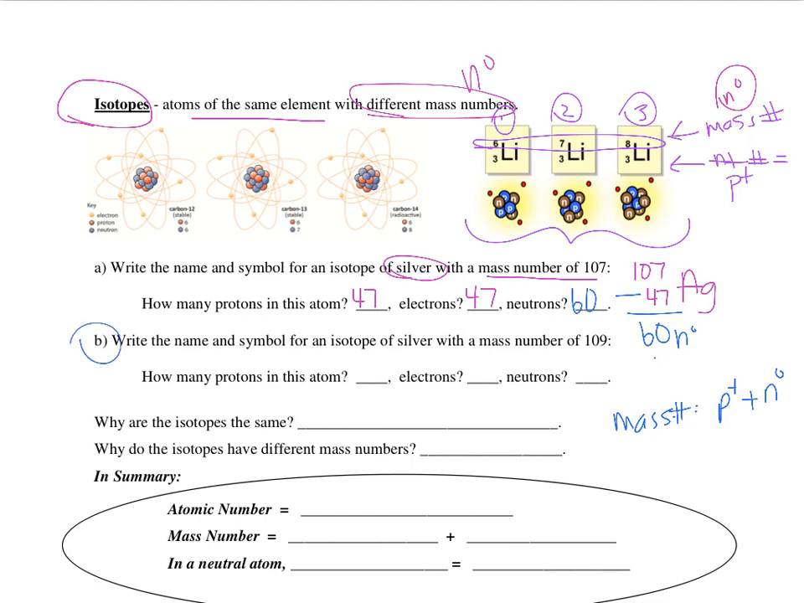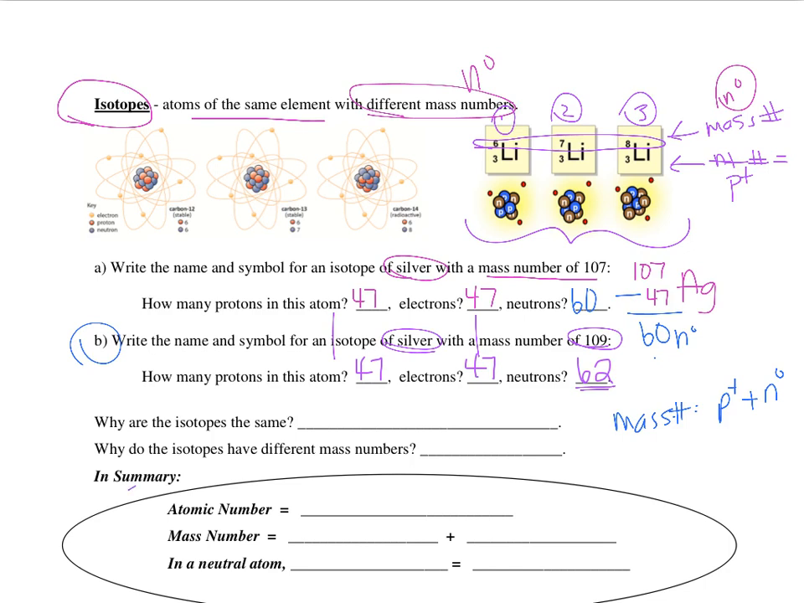All right, so take a moment and try B. I'm going to be checking to see, so pause me. I want you to try it yourself. All right, so what do you see? It says, why are the isotopes the same? So how many protons are in the atom? 47 protons and 47 electrons because it's still silver. Silver is going to have the same number of protons and the same number of electrons. Now the neutrons are going to vary because it has a different mass number. So when you take 109 minus 47, you get 62 neutrons.